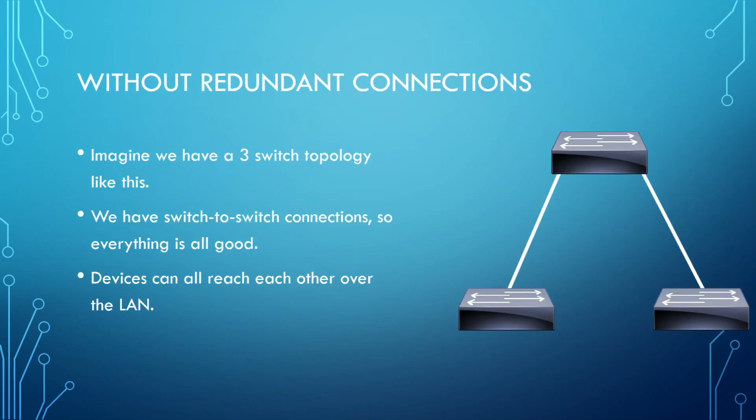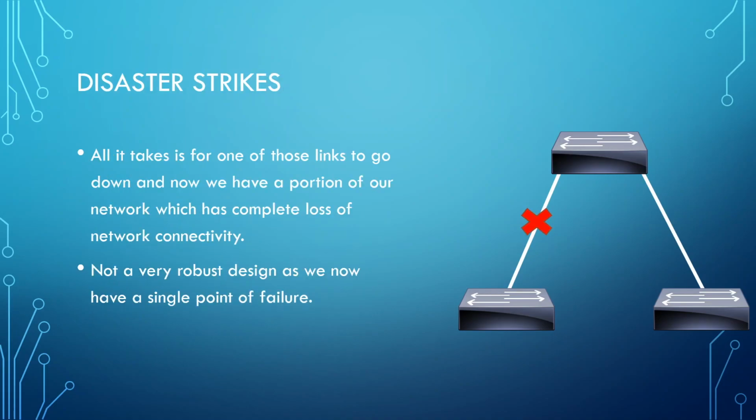Now, like I said before, without redundant connections, imagine the 3 switch topology. We have switch to switch connections, everything is good, and devices can reach each other. However, disaster strikes. One link has failed, and maybe all that's happened is somebody's kicked the cable or accidentally unplugged it, or the cable has become loose. But all it takes is for a single link to go down, and we have a complete network outage for a portion of our network. Obviously this isn't a very robust design because we have a single point of failure.